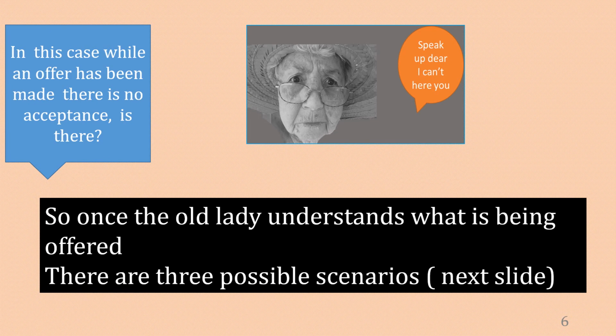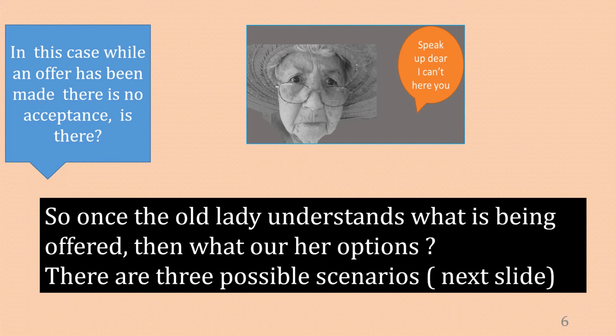In this case, while an offer's been made, we know the offer's been made by the young man for £50 for the car, she hasn't heard the offer and she's not accepted it. But once the old lady understands what is being offered, then what are her options? There are 3 possible options.